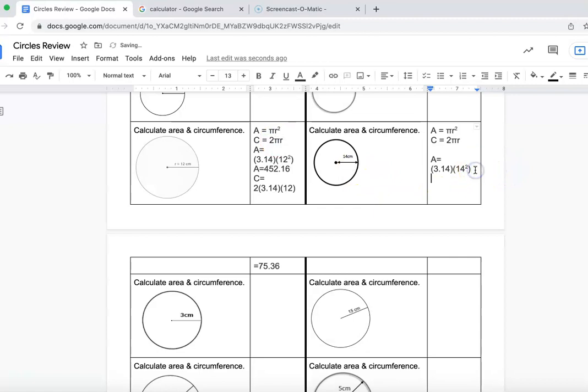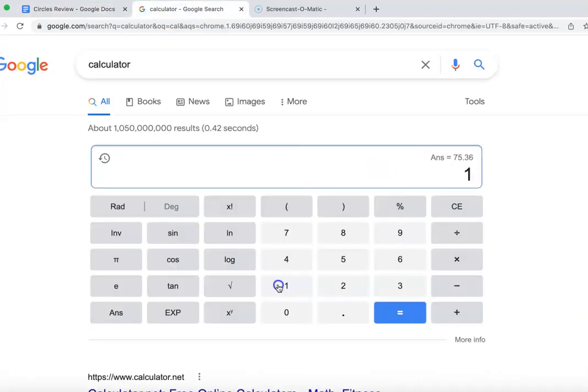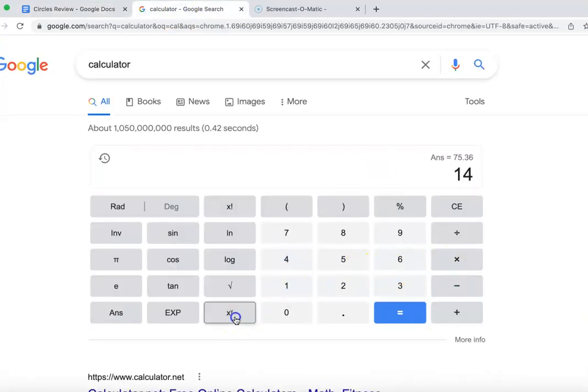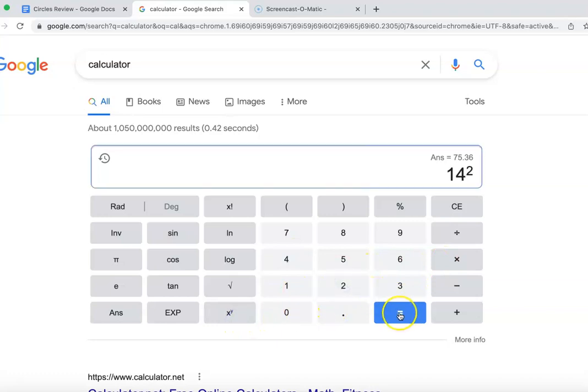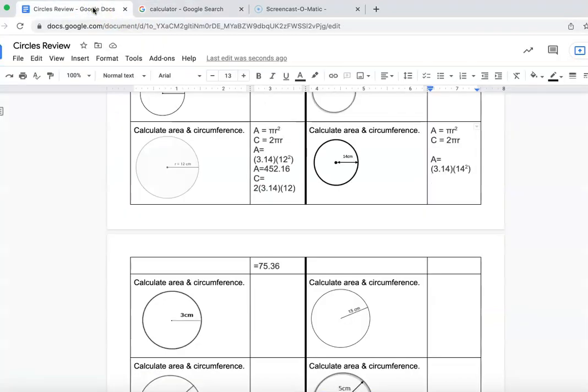2. Okay, so I'm going to go ahead and use my calculator to square 14 since it's not one I know in my head. 14 to the second power means 14 times 14, 196. So then I'm just going to multiply that by 3.14. And we get 615.44 is our area.